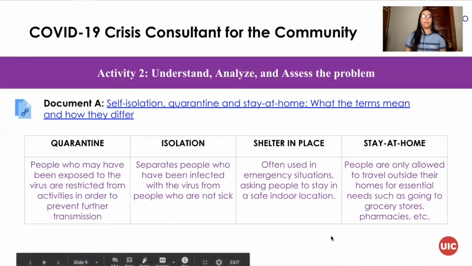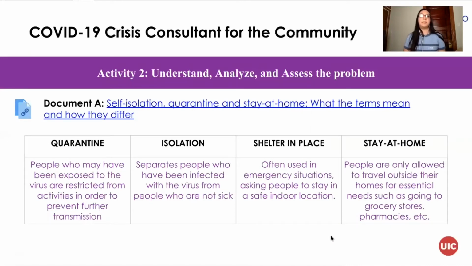So starting off with document A. Document A was basically focusing on these 4 terms that you see on the screen: quarantine, isolation, shelter in place, and stay at home. So the article was going over the difference between these and some examples and situations that they can be used. Starting off with quarantine, they gave a definition of it being used for people who think they may have been exposed to somebody that has had the virus. The quarantine aspect means they're going to be restricted from activities in order to prevent further transmission.